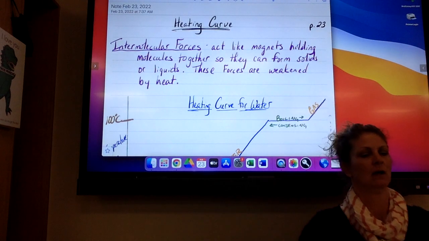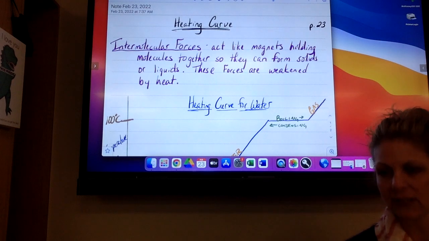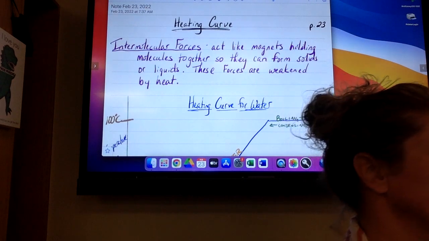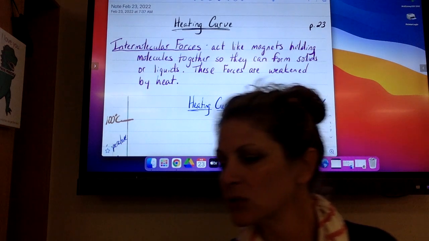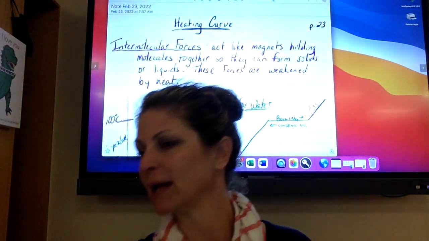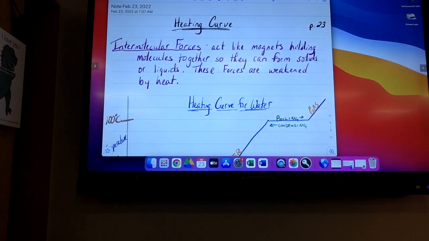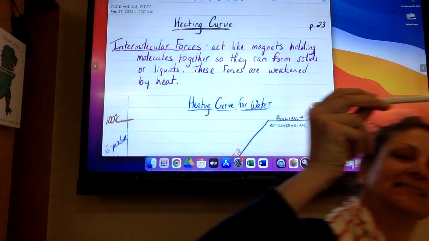Okay? All right. So we ask students to graph this. And so here is the heating curve for water. And I'm going to go ahead and let you copy, and then we're going to talk as soon as I can find my magic pencil. Found it.